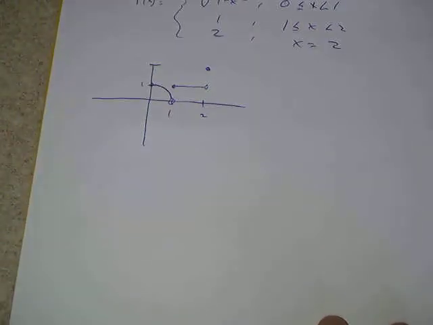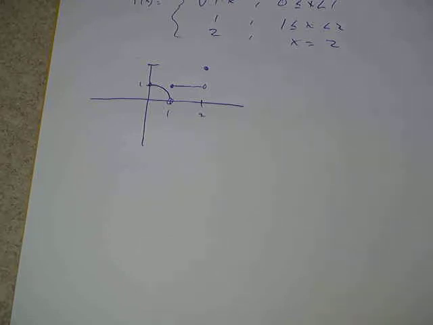But from here, they told us that between 1 and 2, the function is 1, which means it's a horizontal line. So we'd actually be up here, go across here, open circle again, because 2 is not defined for that part. And then it jumps up to 2, which would be another point right here. So essentially we'd have that as our picture.